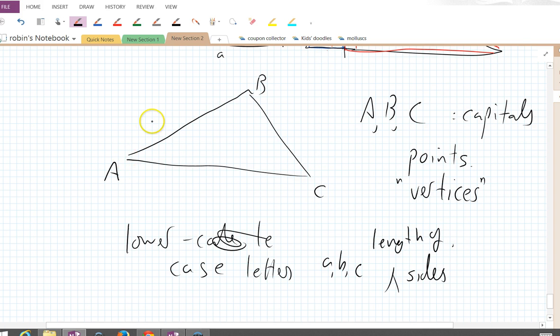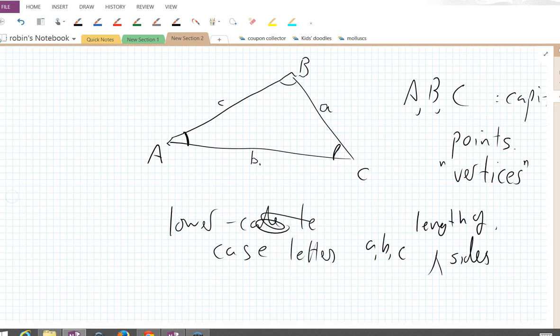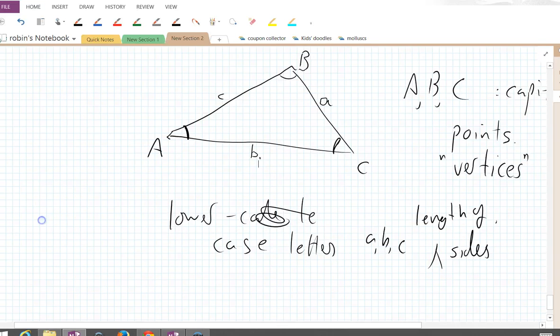And you don't just label them in any old order. The lowercase letter a, which is that side there, is the side opposite its angle. So this angle here, angle A, is opposite side little a. Angle C, which is in there, is opposite side little c, and angle B, which is here, is opposite lowercase b, like that.